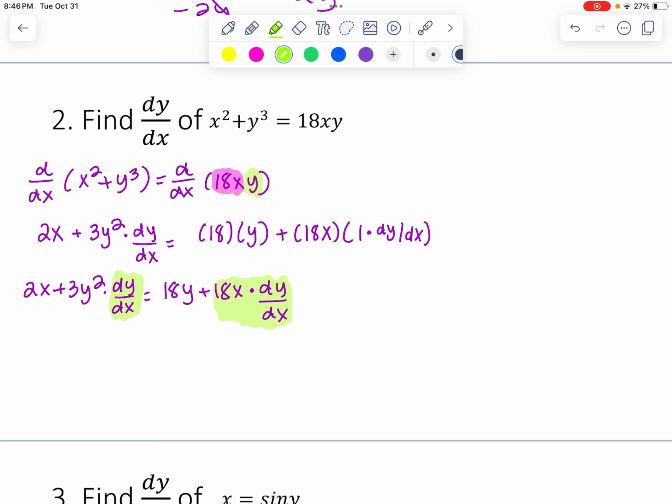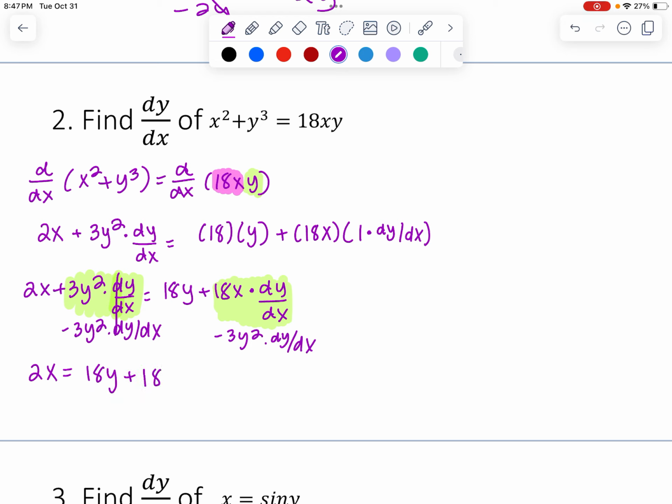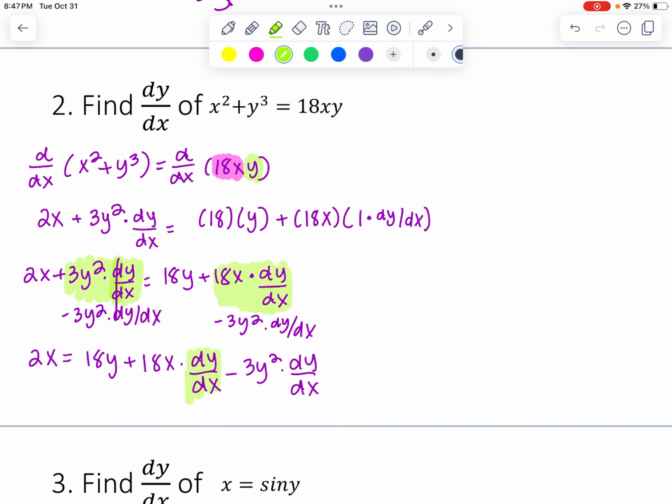So essentially, I'm going to subtract. This part right here is one whole big term. So I'm going to subtract 3y squared times dy/dx on both sides so that I can get that term over here. So these will cancel out. I'll have 2x equals 18y plus 18x times dy/dx minus 3y squared times dy/dx. So I've made some progress because now my dy/dx's are on the same side.